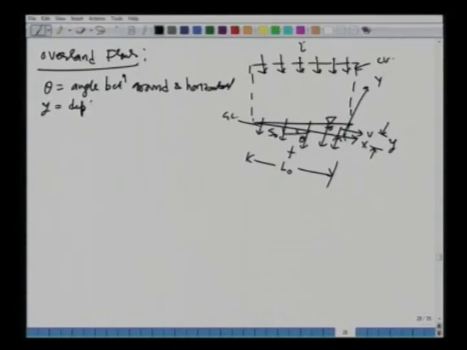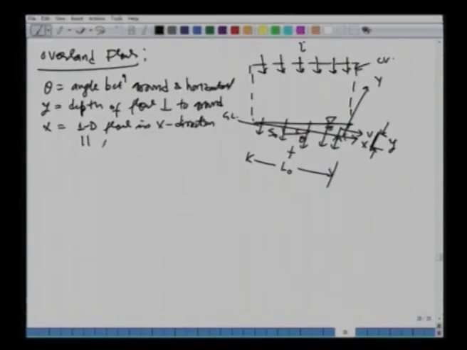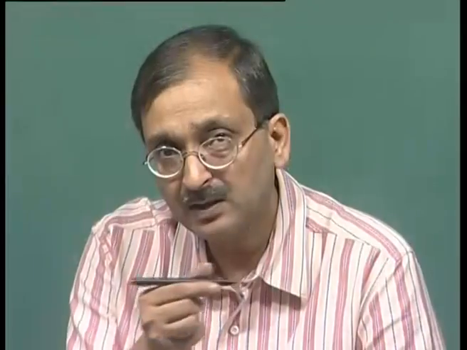y is the depth of flow perpendicular to the ground. See the way we have defined this, y is perpendicular to the ground. What is x? Well, x is the direction in which the flow is one dimensional, which is parallel to the ground. x is the direction of flow which is parallel to the ground.